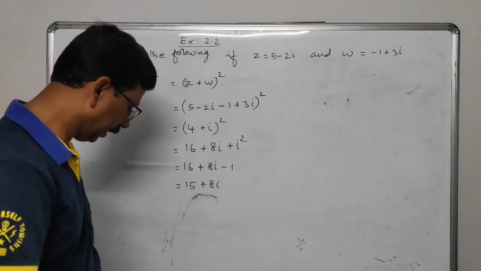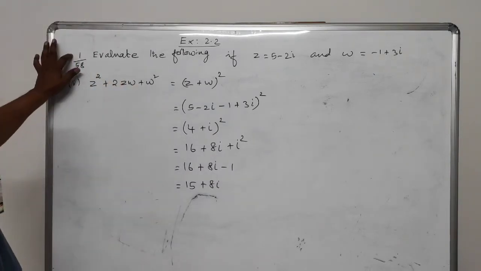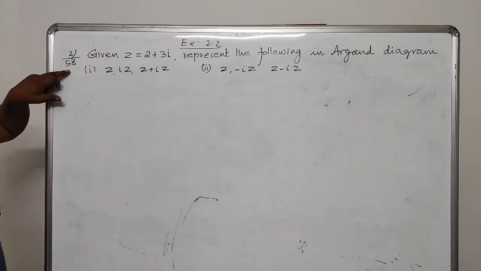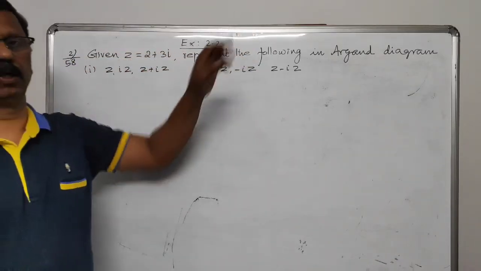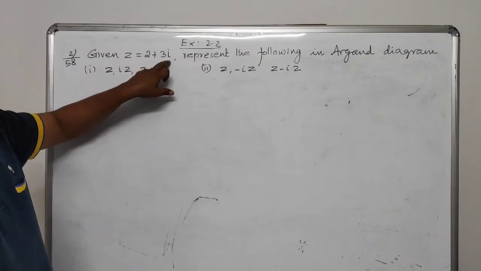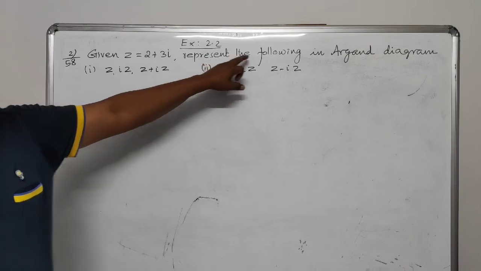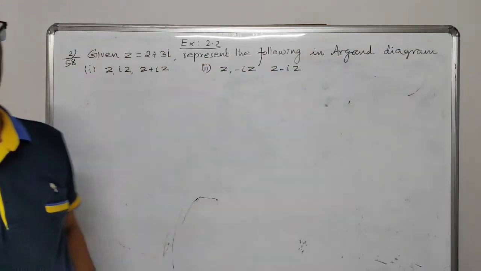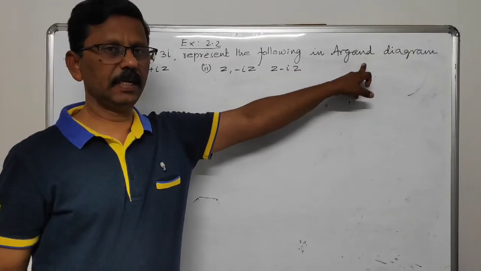Okay. Now let us see another, this first subdivision. We can go for the second problem, given on page 58 of exercise 2.2. Given the complex number z is equal to 2 plus 3i, then represent the following complex numbers in the Argand diagram. You know, the Argand diagram is nothing but the graph.